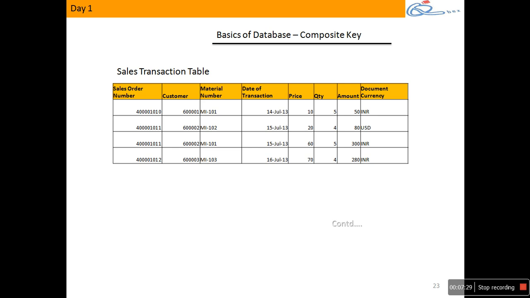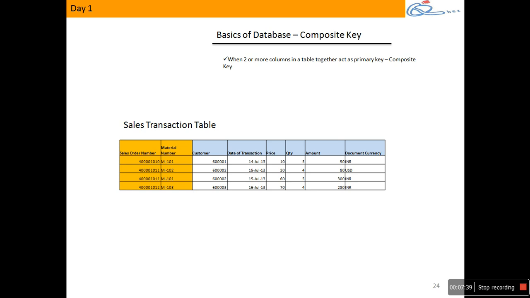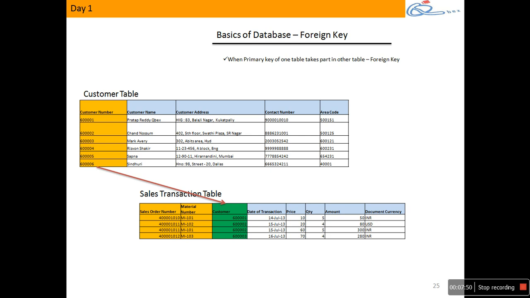Okay? So do you understand what a composite key is? When 2 or more columns together act as primary key, we refer to it as a composite key. And the maximum number of columns in a composite key is 16. Whether it is HANA or any other, it's all the same. So I'm going to have sales order number and material number together as primary keys. Good. Now next.